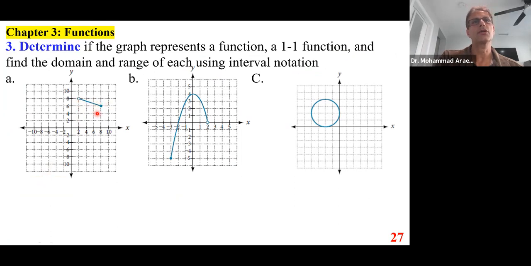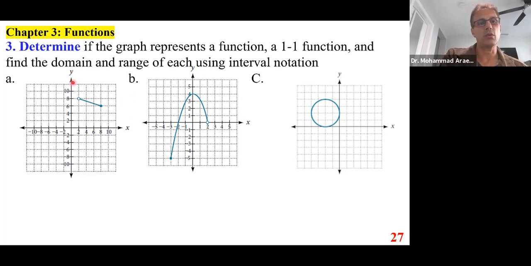is this a function? Yes. Why? It passes a vertical line test. Is this a one-to-one function? Yes. Why is that? It passes a horizontal line test. In other words, can you come up with any vertical line that crosses the graph more than once? No. So it's a function. Can you come up with a horizontal line that crosses the graph more than once? No. So it is both a function as well as a one-to-one function.